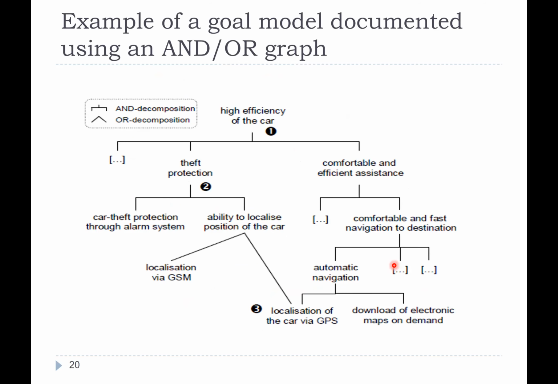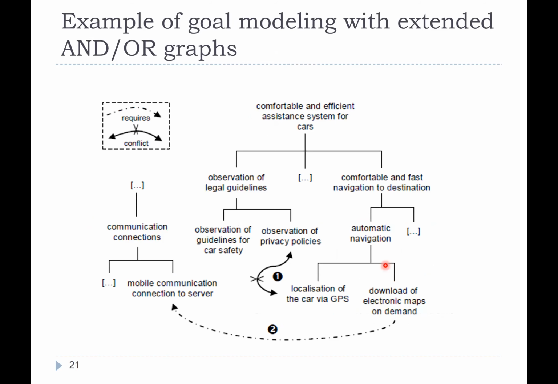All right, and this is where I can start to add the different types of relationships. For example, this is a conflict. Okay, by the way, this is not a standard notation. There's nothing official about this. You can create any notation you want. This is the require. Okay, so that means that this particular goal would require this one. This one and that one have a conflict with each other.